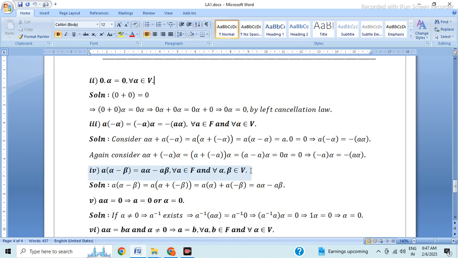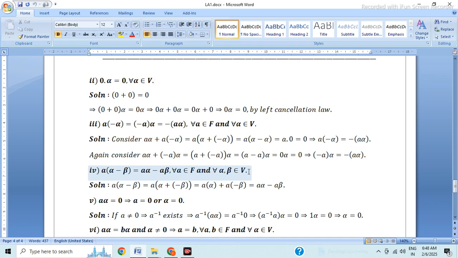Given that a is a scalar. Scalar means it belongs to F. What is F? F means field. Then what is a field? A commutative ring with unity, and every non-zero element has a multiplicative inverse. Then whenever we write any non-zero element from F, it will have a multiplicative inverse. Then a not equal to 0 means we can write a inverse exists.